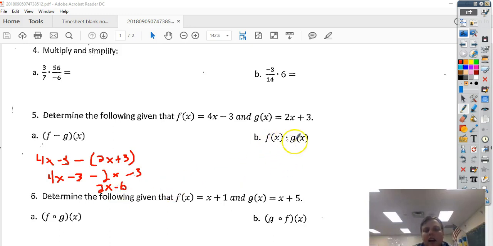Alright, f of x times g of x. So that would be 4x minus 3 times 2x plus 3. Now I know we've only done this a little bit, but it is going to be on the test, so you do want to make sure you know it.